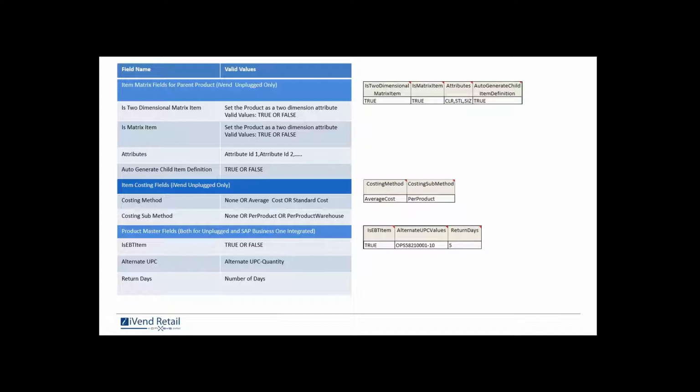I'll suggest that you go over the CKP and search for the methodology for that. It's a different method. When it comes to item costing fields, item costing in an ERP integrated environment would be managed from the ERP itself. So we are not going to upload the templates for item costing in an ERP integrated environment. But yes, when it comes to iVend Unplugged, then we can use these fields to upload the item costing. And lastly, these three fields, EBD, alternate and return days, work for both Unplugged and SAP Business One. Obviously, we do not have these three concepts in SAP Business One, so this data won't travel to our SAP application.